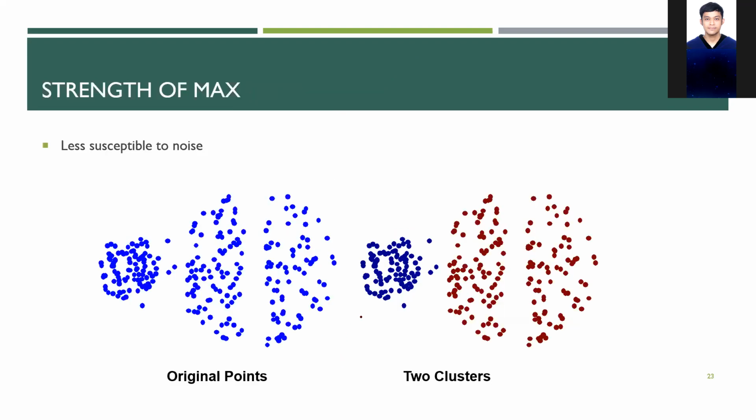Okay, the strength of maximum: if we use maximum as the proximity matrix, it will be less influenced by noise. So if our problem has some noise like this, it is better to use maximum as the proximity matrix than using minimum. For these problems, if we used minimum before, the result was not quite good, but if we use maximum, the result is better.